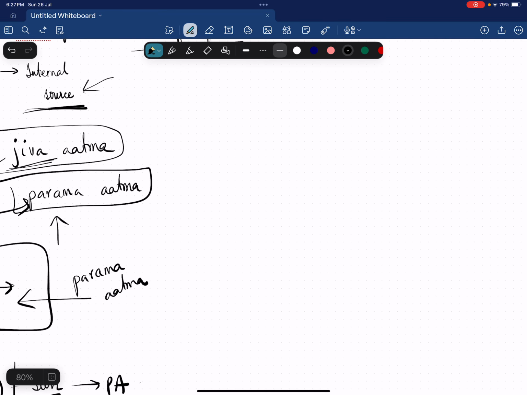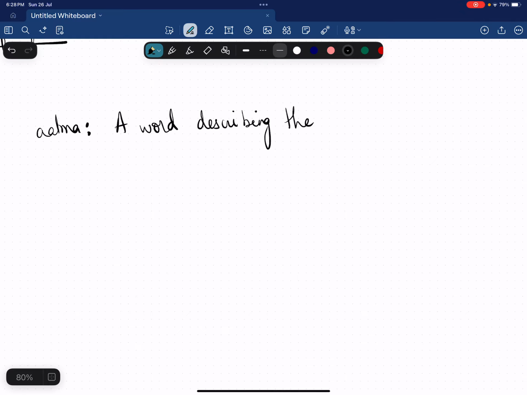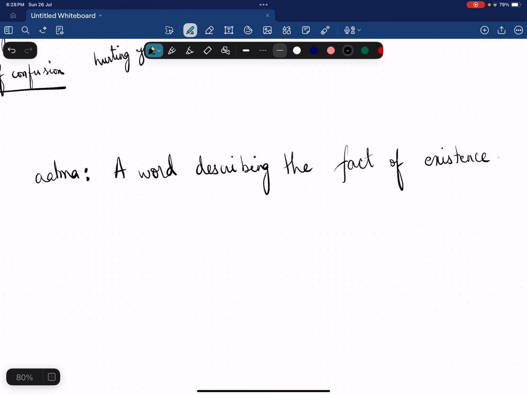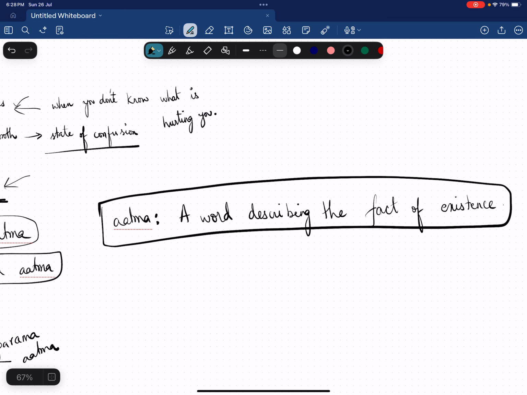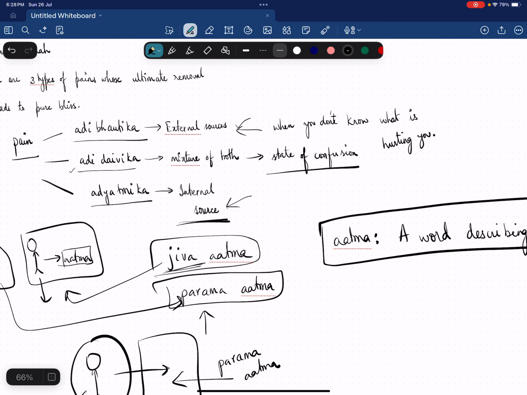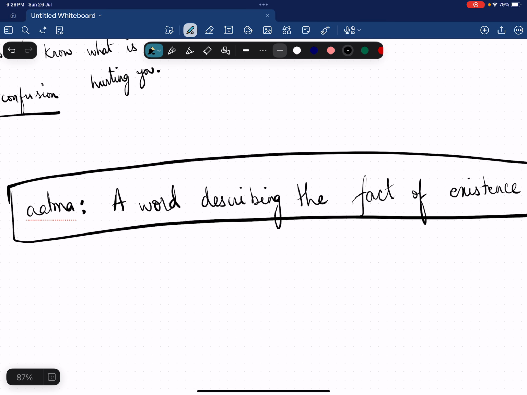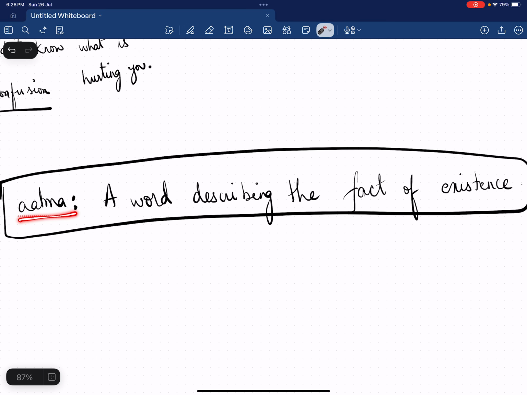Now, what is Atma? Atma is basically a word describing the fact of existence. So this is Atma. It is a word that describes that you exist. Ignore my spelling mistakes for now. I'm sorry about that. So moving on to the next topic, but you need to understand Atma. It's a concept, a word that describes the fact of existence.